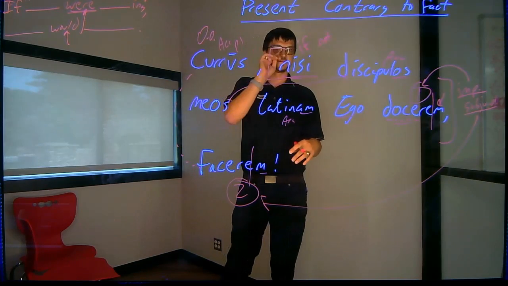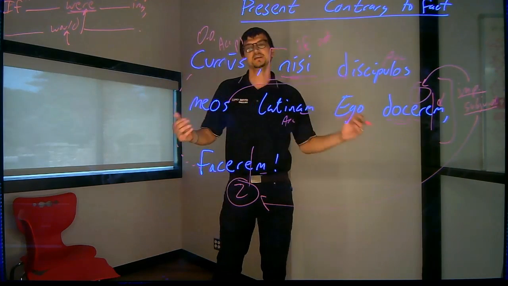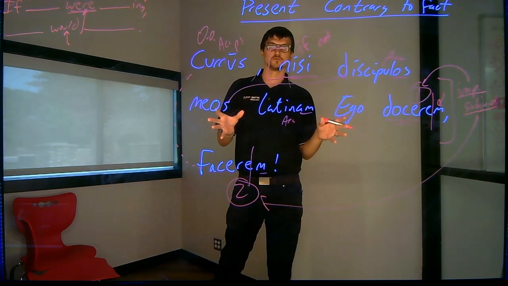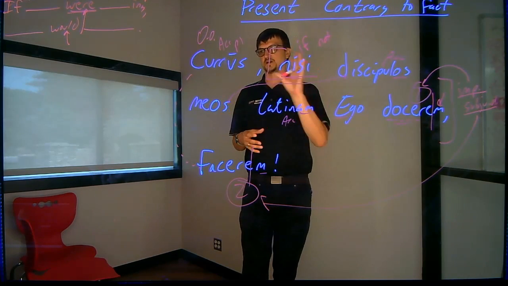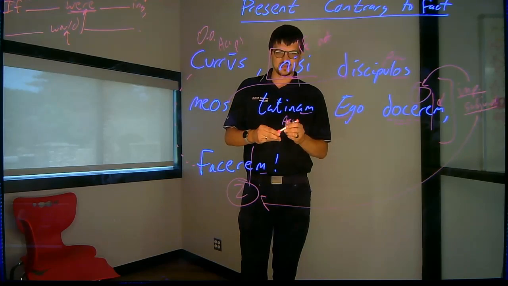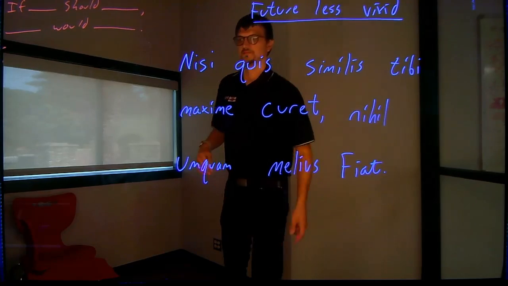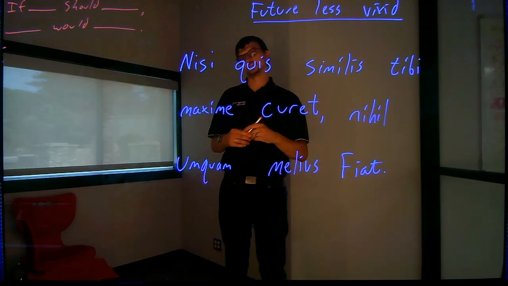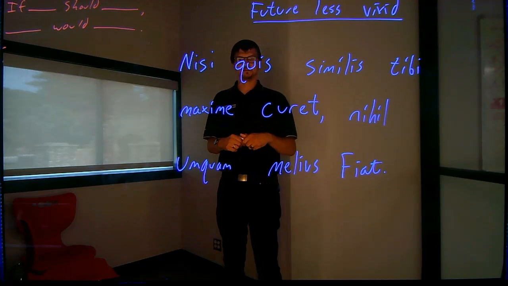We're not going to do any contrary to fact because in the future you don't know if it's fact or not, but it's less vivid as a certainty, and therefore it's called the future less vivid. We're going to get to that as I switch the screen here, and then we'll wrap up the video. All right, so now we begin the last type of subjunctive condition, and it's called the future less vivid.